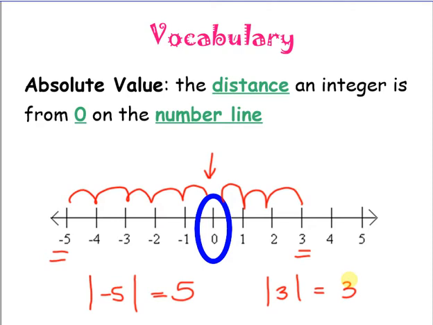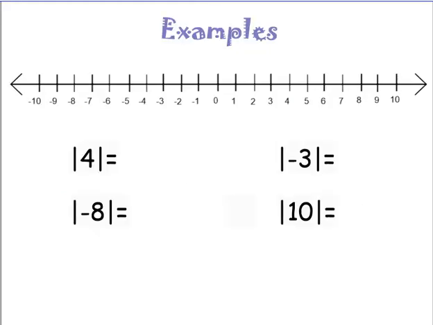Sometimes people get it confused with the opposite. I'm not asking you for the opposite of the number. The opposite of 3 is -3, but that's not what I'm asking you. What I'm asking you is how far is it away from 0? And so your answer for absolute value is going to be positive. But there are some exceptions to that rule, and I'll show you in just a second. Okay, so let's look at some examples.